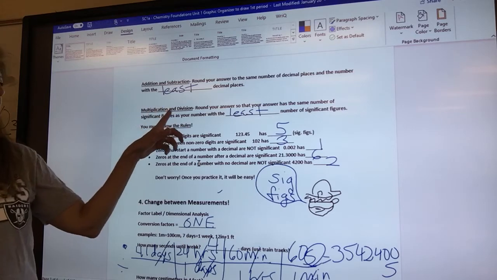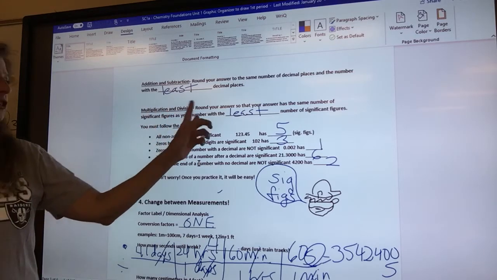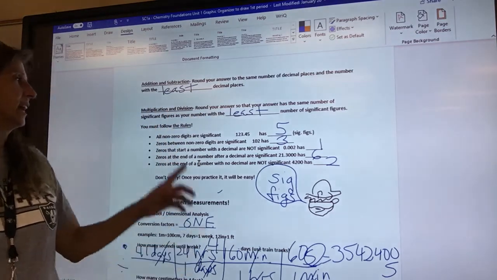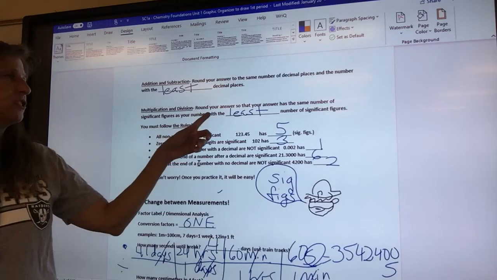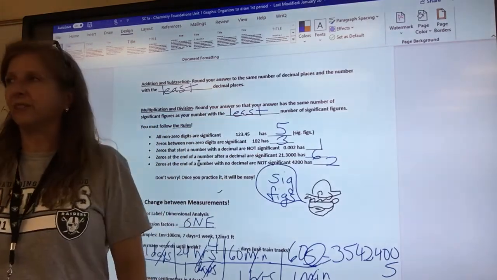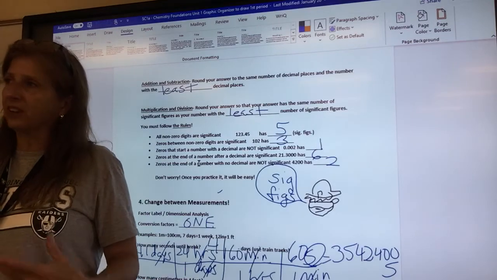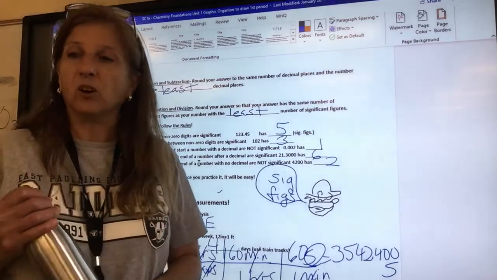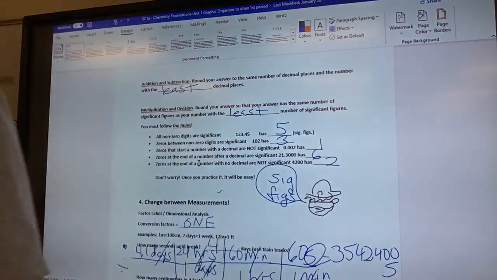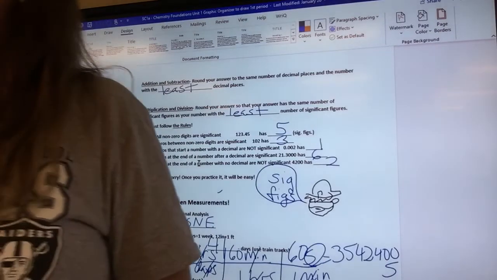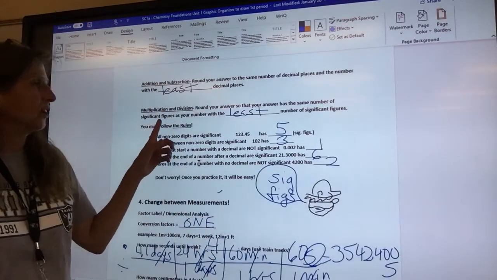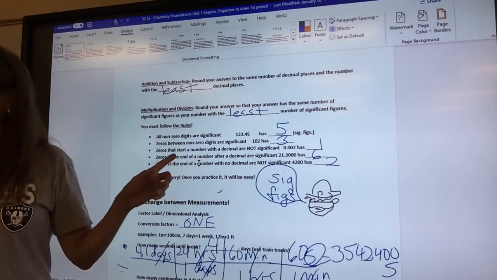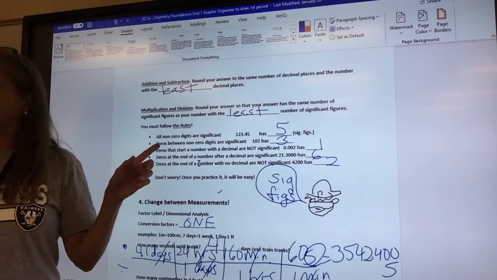With multiplication and division, you round your answer so that your answer has the same number of significant figures as your number with the least number of significant figures. Now, what are significant figures? You have to learn whether numbers are significant or not by a system of rules. You must follow the rules, and these are the rules. We're going to practice this until it makes sense to you.